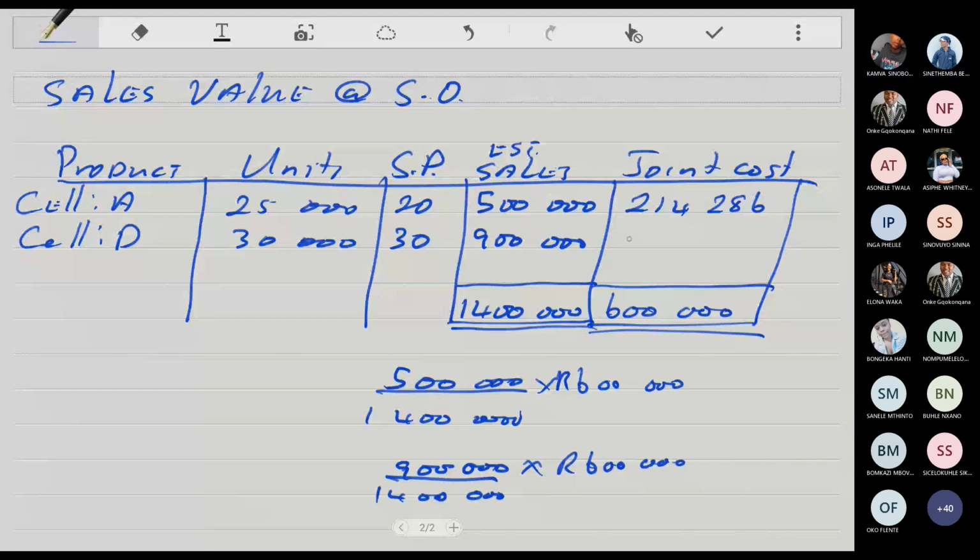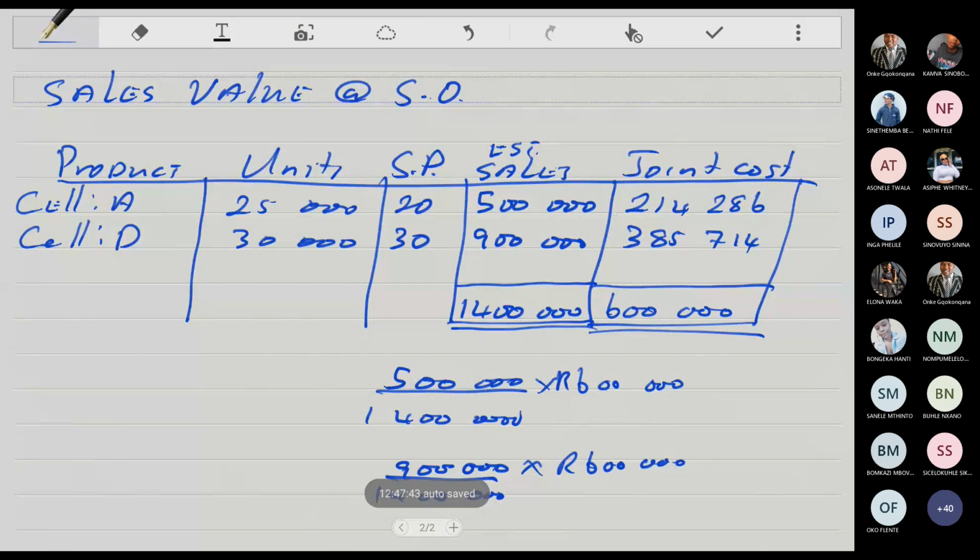$385,000. 85,714. 385,714. So that's then the allocation now.